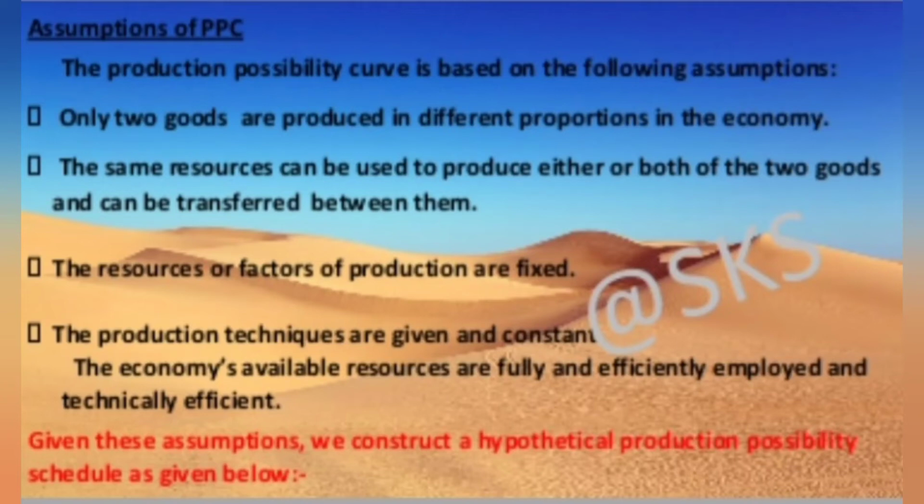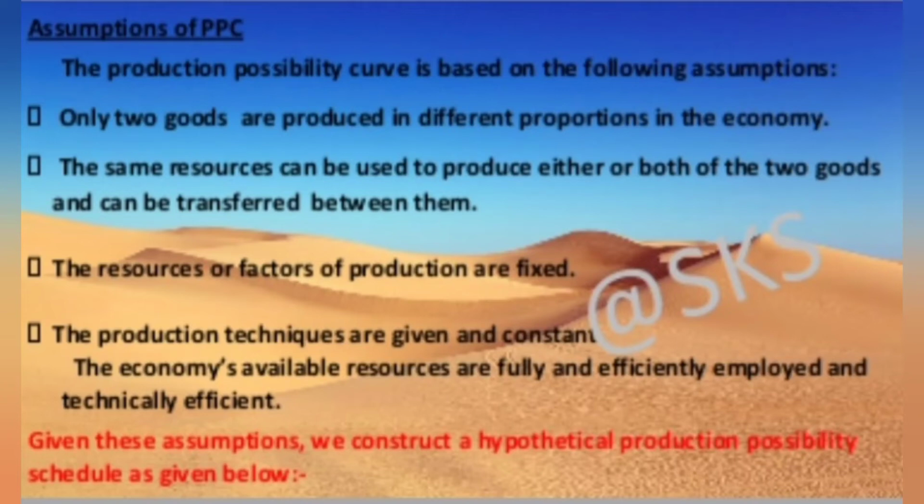What are they? Only two goods are produced. The resources remain fixed. The production techniques are given and constant. And the economy's available resources are fully and efficiently employed using these techniques. And based on these assumptions, the PPC is derived. What does it show? It shows the combinations of two goods which can be produced by using the available resources. Whether the economy is using the resources efficiently depends on many factors.